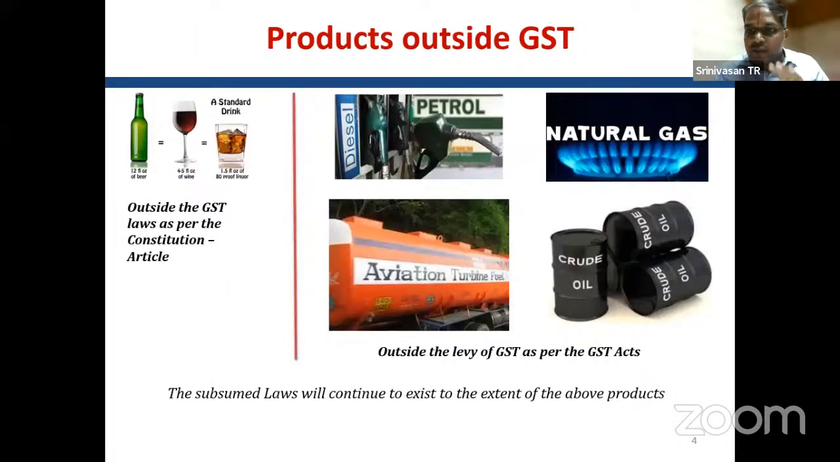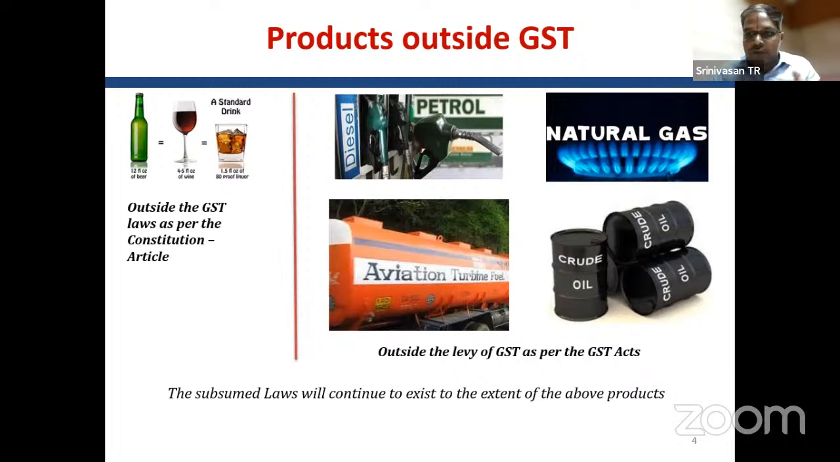So to sum it up, we continue to have excise duty for certain products, and we continue to have VAT for these products. We can find petrol, diesel, natural gas, aviation turbine fuel, crude oil. All these things have VAT being levied and central excise duty being levied. And of course, alcoholic liquor for human consumption alone is completely outside the scope of GST as per the constitution. So for these products, it is within the constitutional framework to levy GST. As of now, the GST Council has not recommended the petrol related products into GST.